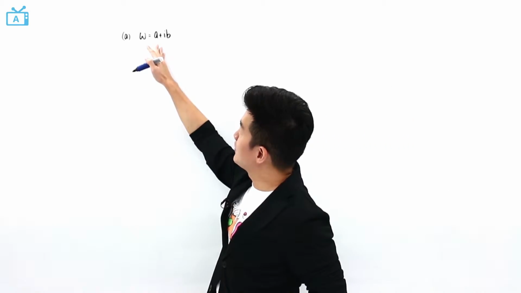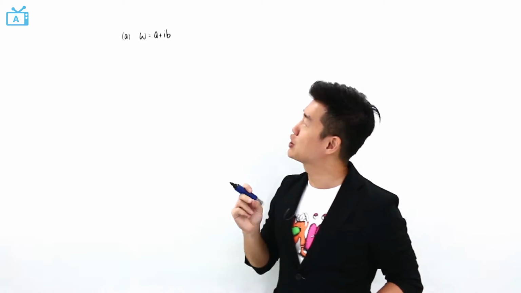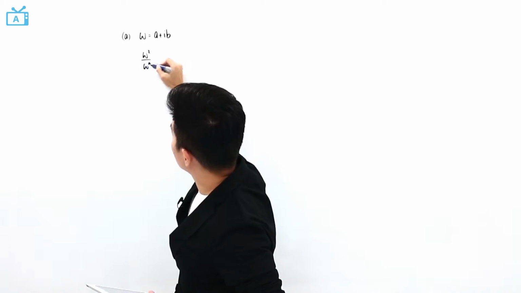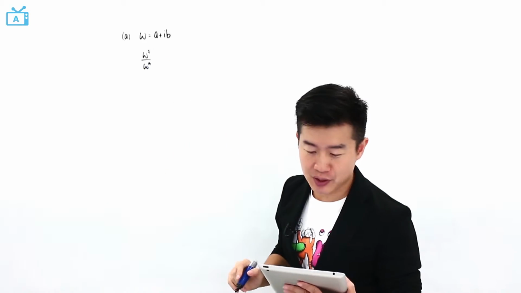We're given that the complex number w is in the form of a plus ib, but I need to re-express this so that w can be in terms of purely just a. That means I need to find a relationship between b and a, and to do that I'm going to make use of the fact that w squared over w conjugate is purely imaginary.